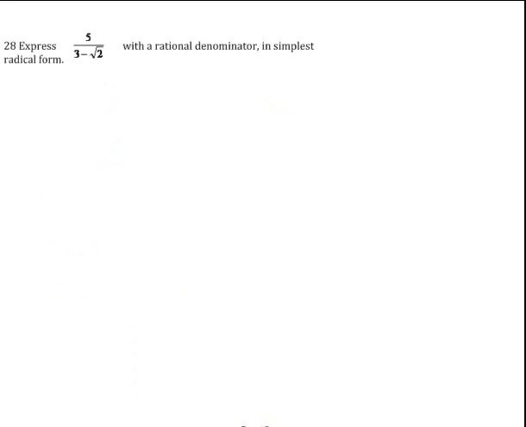Okay, I want to rationalize this denominator. So that means I have to multiply by the conjugate. So I take 5 over 3 minus radical 2, and the conjugate is 3 plus radical 2.